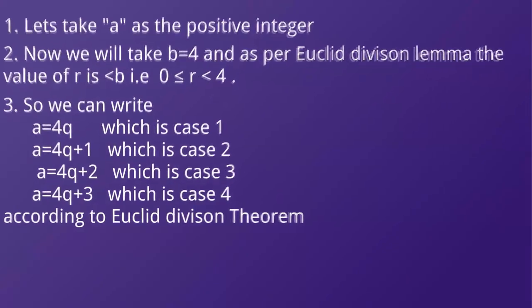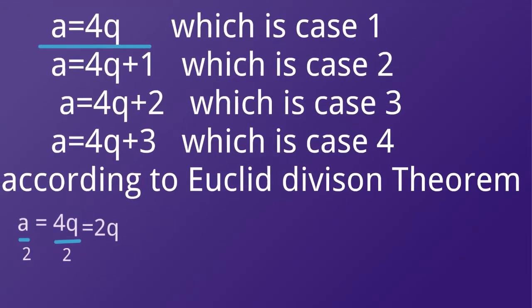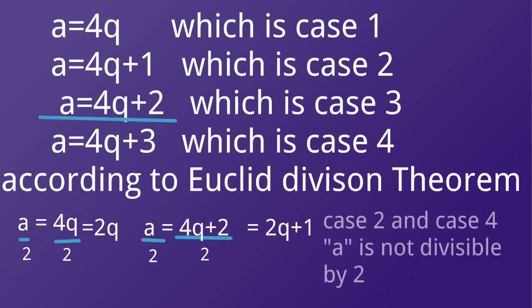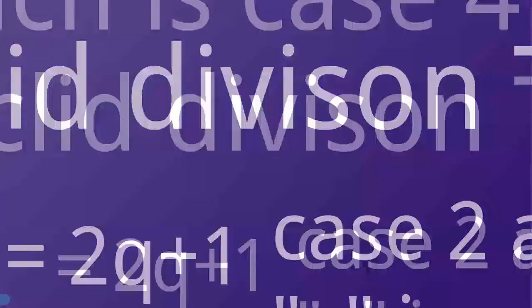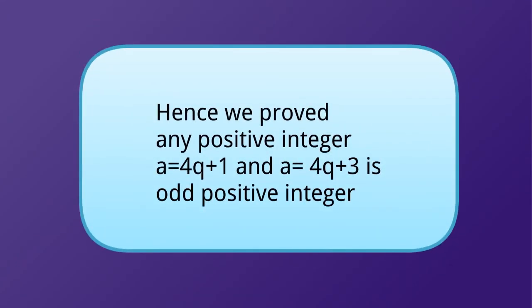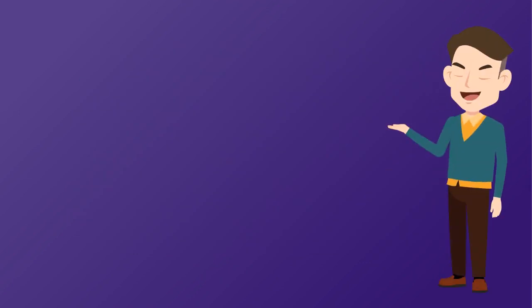Here we can see case 1 is divisible by 2 and it gives 2q after division. Case 3 is divisible by 2 and it gives 2q plus 1 after division, whereas in case 2 and case 4, a is not divisible by 2, so we can say they are odd positive integers. Hence, we prove any positive odd integer a equals 4q plus 1 and a equals 4q plus 3 is an odd positive integer. I hope now we can tackle this kind of question.